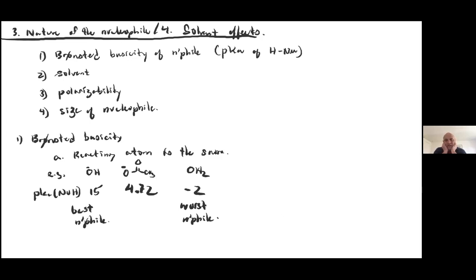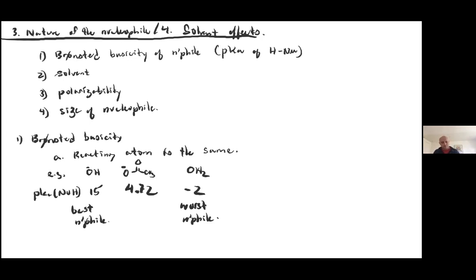Well, we know that acidity, basicity, the lower the pKa, the more stable the conjugate base, right? The more stable the species. So the lower the pKa, the more stable the conjugate base. The corollary to that is the higher the pKa, the more reactive the conjugate base.